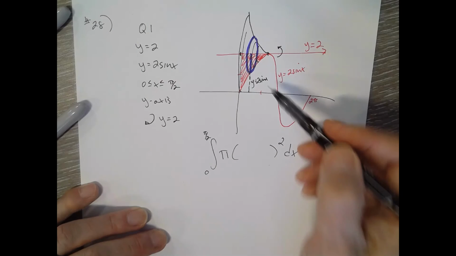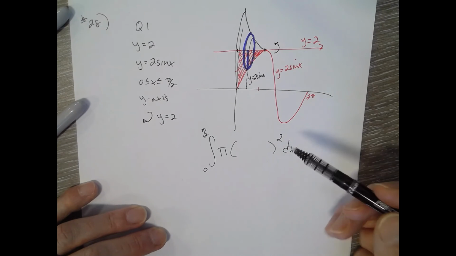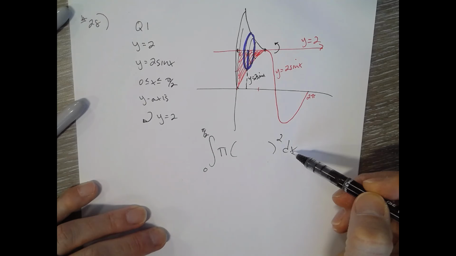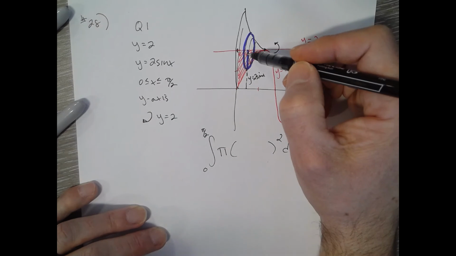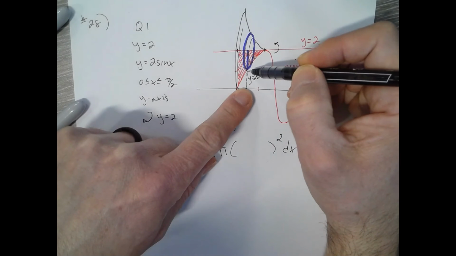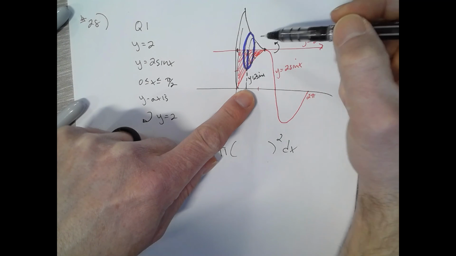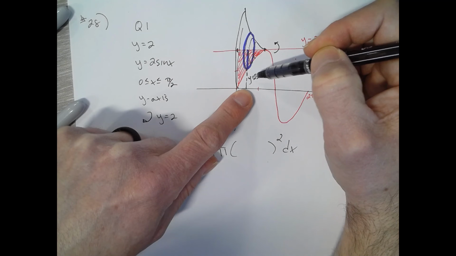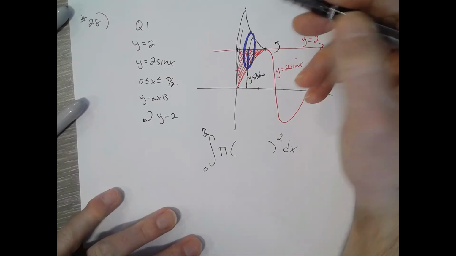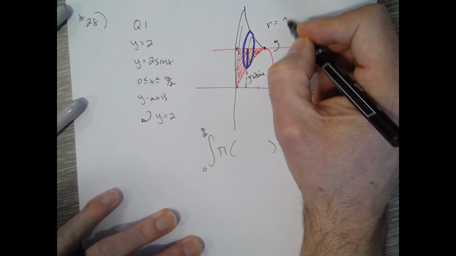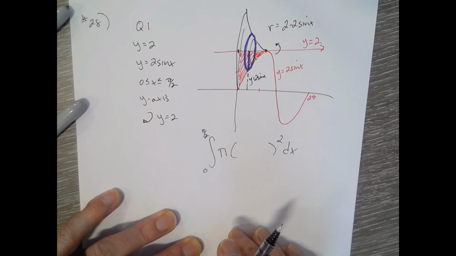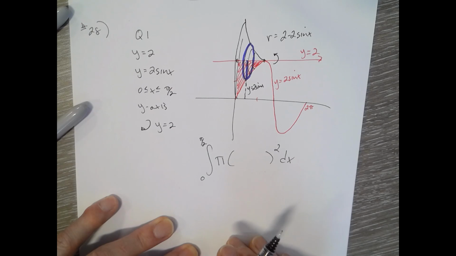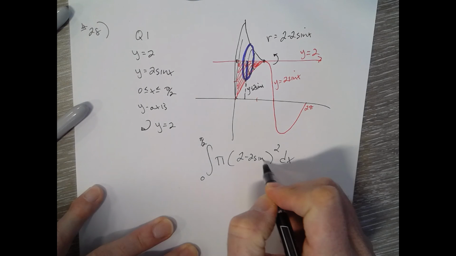So we choose which of those fits our integral. We're integrating with respect to x, so we're going to choose 2 sine x for that. So our radius would be this whole minus this part. So the whole is 2, and our part is 2 sine x. So my radius would be 2 minus 2 sine x, and that would be our integral.